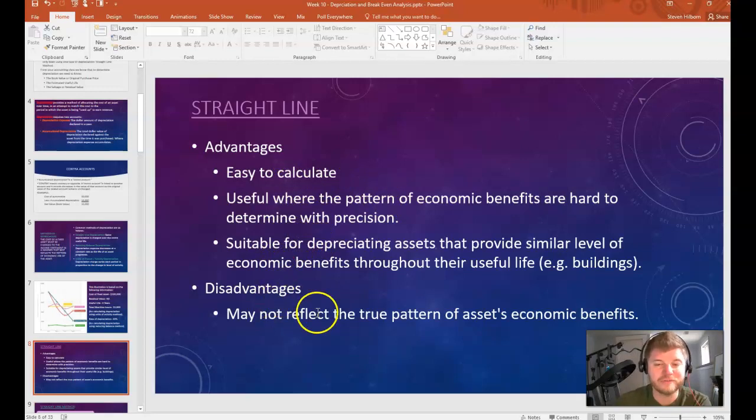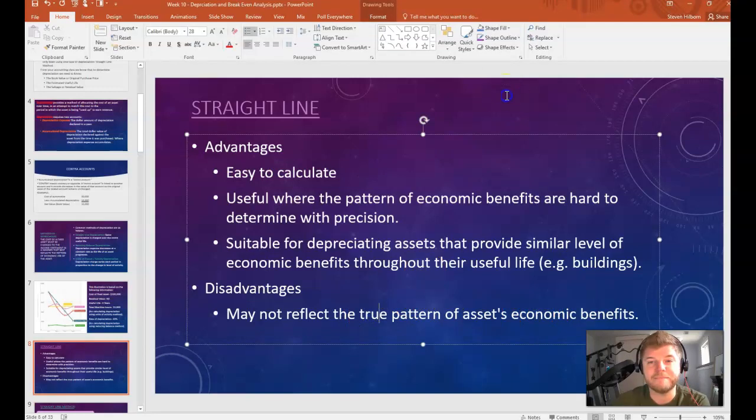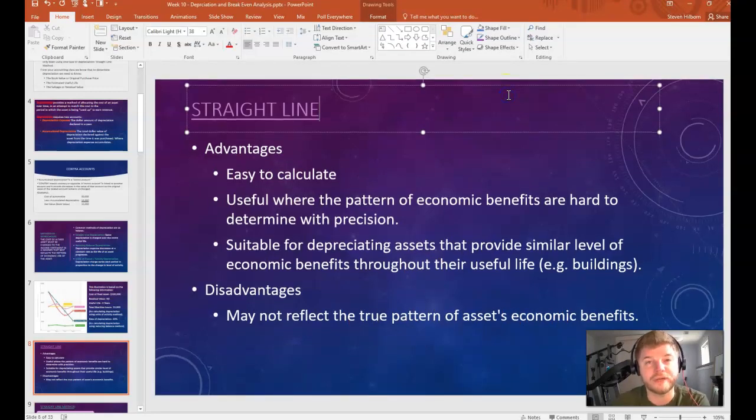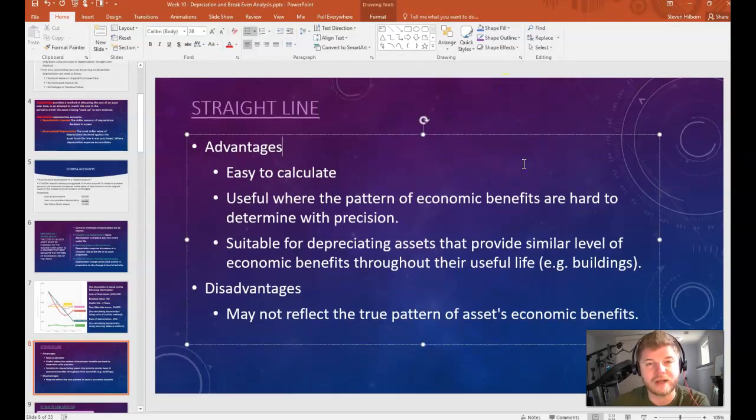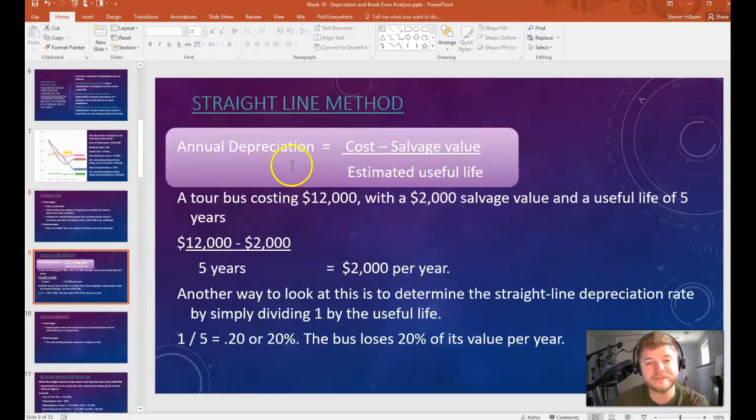Some of the disadvantages: it may not reflect the true pattern of the asset's economic benefits, which means it may not reflect the actual depreciation amount. But just like when we do inventory costing, sometimes that latest purchase price is not 100% accurate, but it is by far the easiest to do. So this is an example.